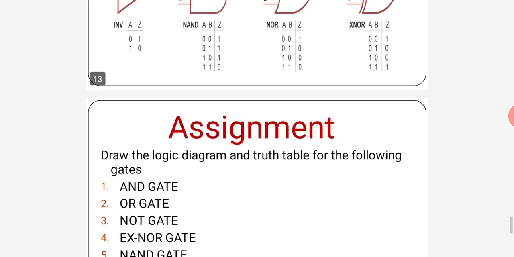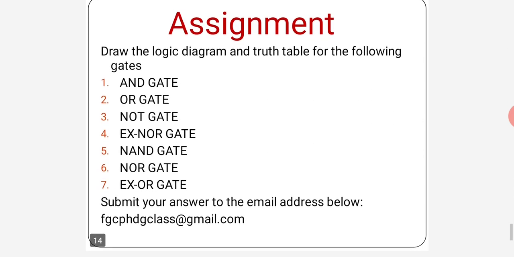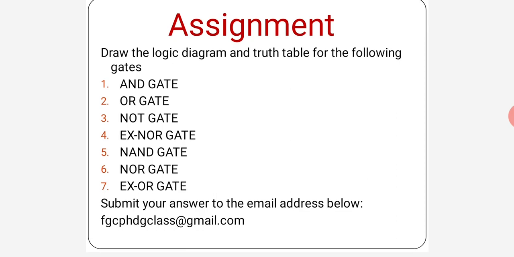Okay, very well. I have a little assignment for you. Look at the assignment. And I know you can do it. As you're relaxing in the house, please just play with it. Now you have to draw the logic diagram and truth table for the following gates. The first one will be the AND gate. The second one will be the OR gate. The third one will be the NOT gate. The fourth one will be the exclusive NOR gate. The fifth one will be the NAND gate. The sixth one will be the NOR gate. The seventh one will be the exclusive OR gate.